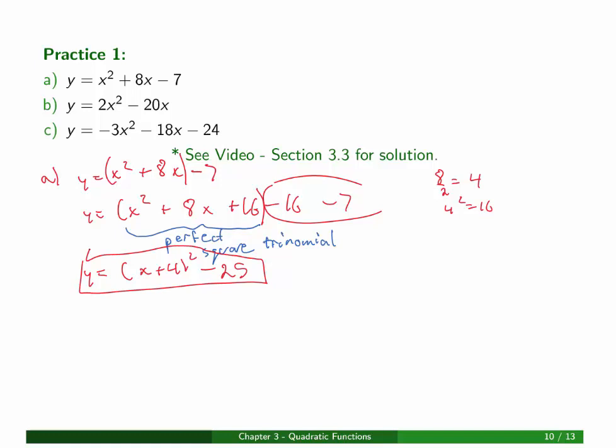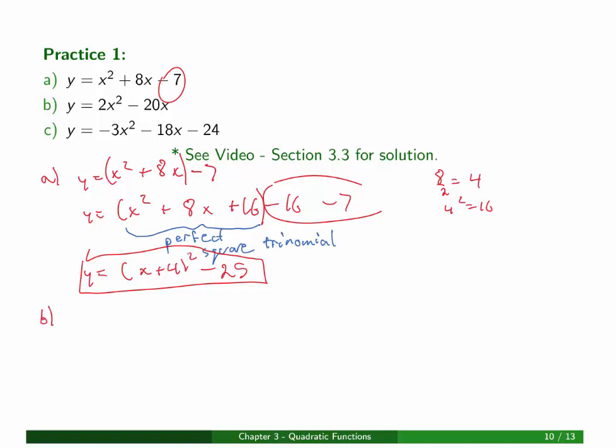That is vertex form. If you want to check it, you can FOIL it out, or you can distribute out. x plus 4 squared will give you this right here, and then you're going to simply go minus 25 plus 16 will give you negative 7. You're going to get right back to the question. Okay? Let's move on to B.